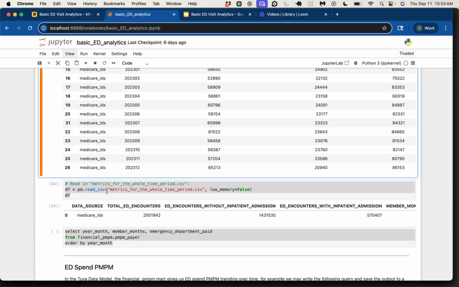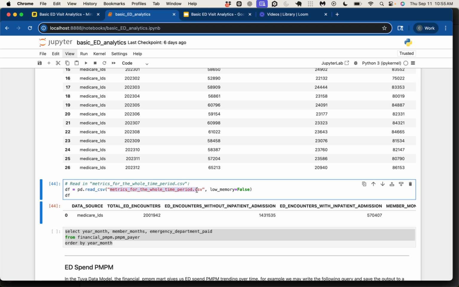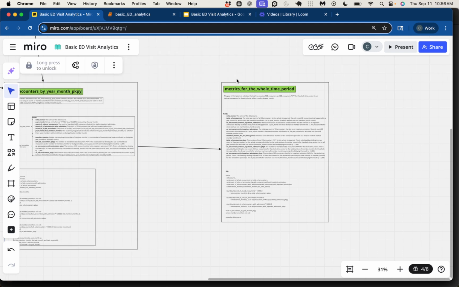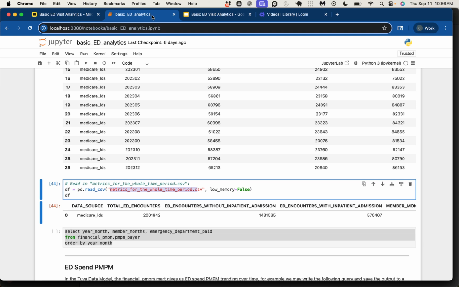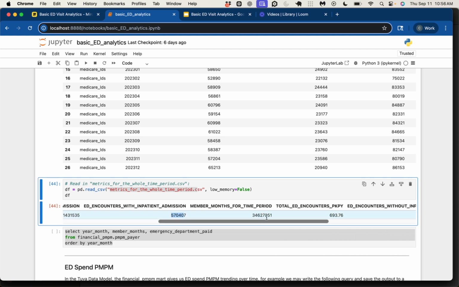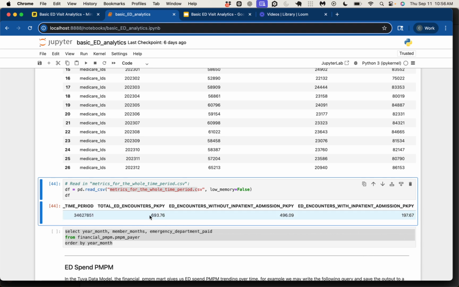Now we read the output of this query, metrics for the whole time period. This is this query right here. If we read the output of that query into a data frame, we get the metrics for the entire time period. This is the total ED encounters, the total ED encounters without inpatient admission, the total with inpatient admission, the total number of member months in the entire time period, and these are the PKPY metrics. So total ED encounters PKPY is 693.